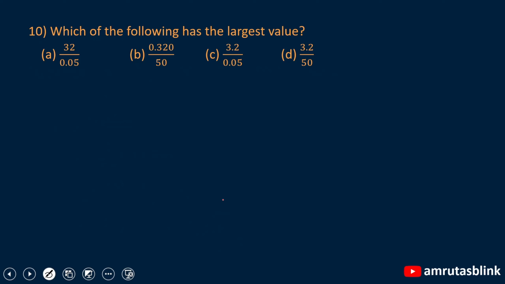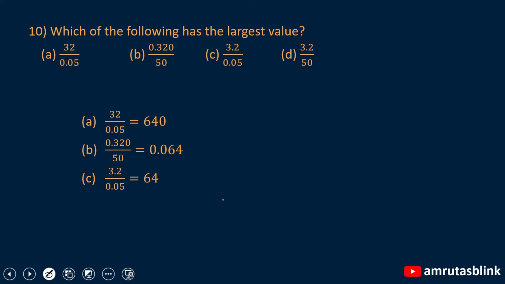Now here there are two ways to solve this problem. First is we directly do all the calculations and we can find out the values. That is 32 divided by 0.05 is equal to 640. 0.320 divided by 50 is 0.064. 3.2 divided by 0.05 is equal to 64, and 3.2 divided by 50 is equal to 0.064. And obviously if we compare all these four values, then option A will be the largest value.